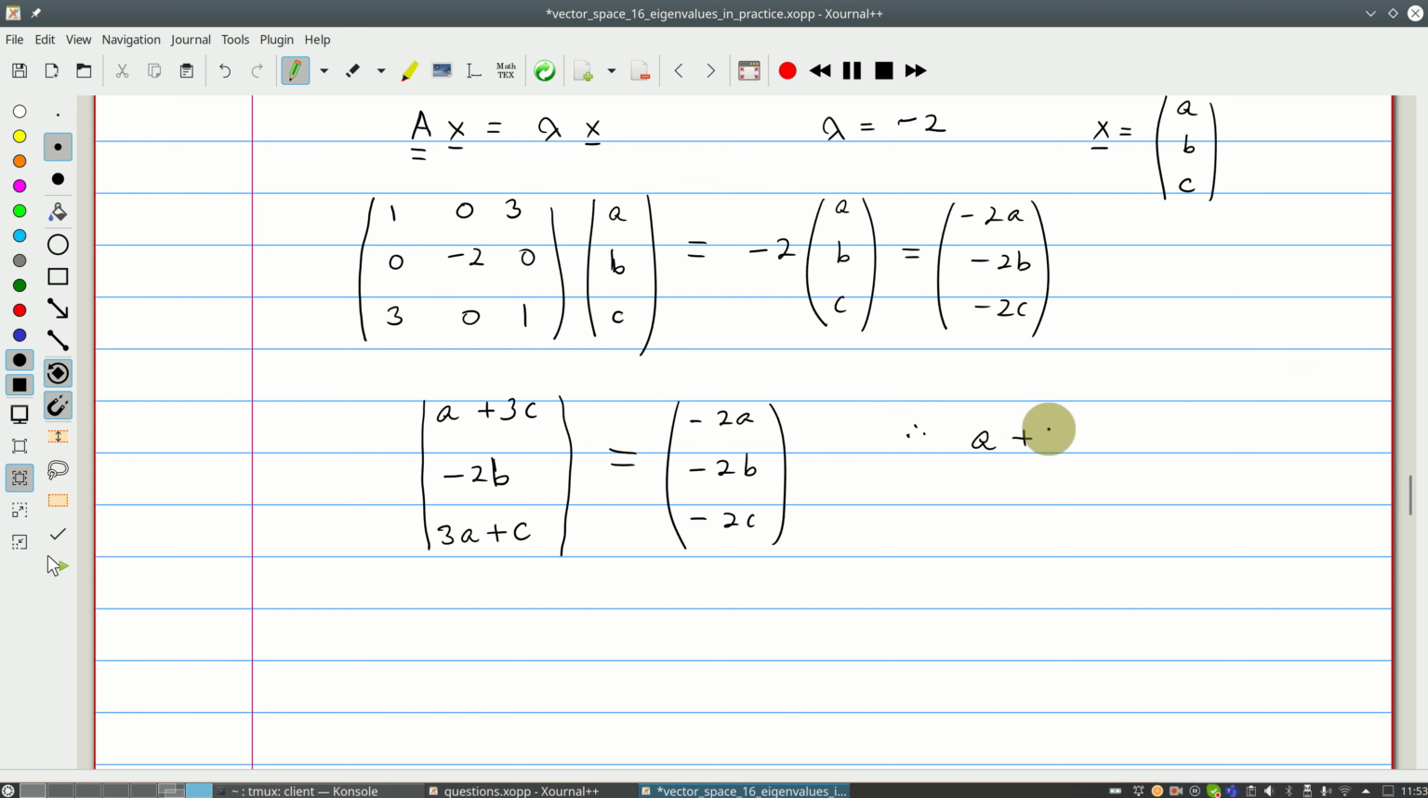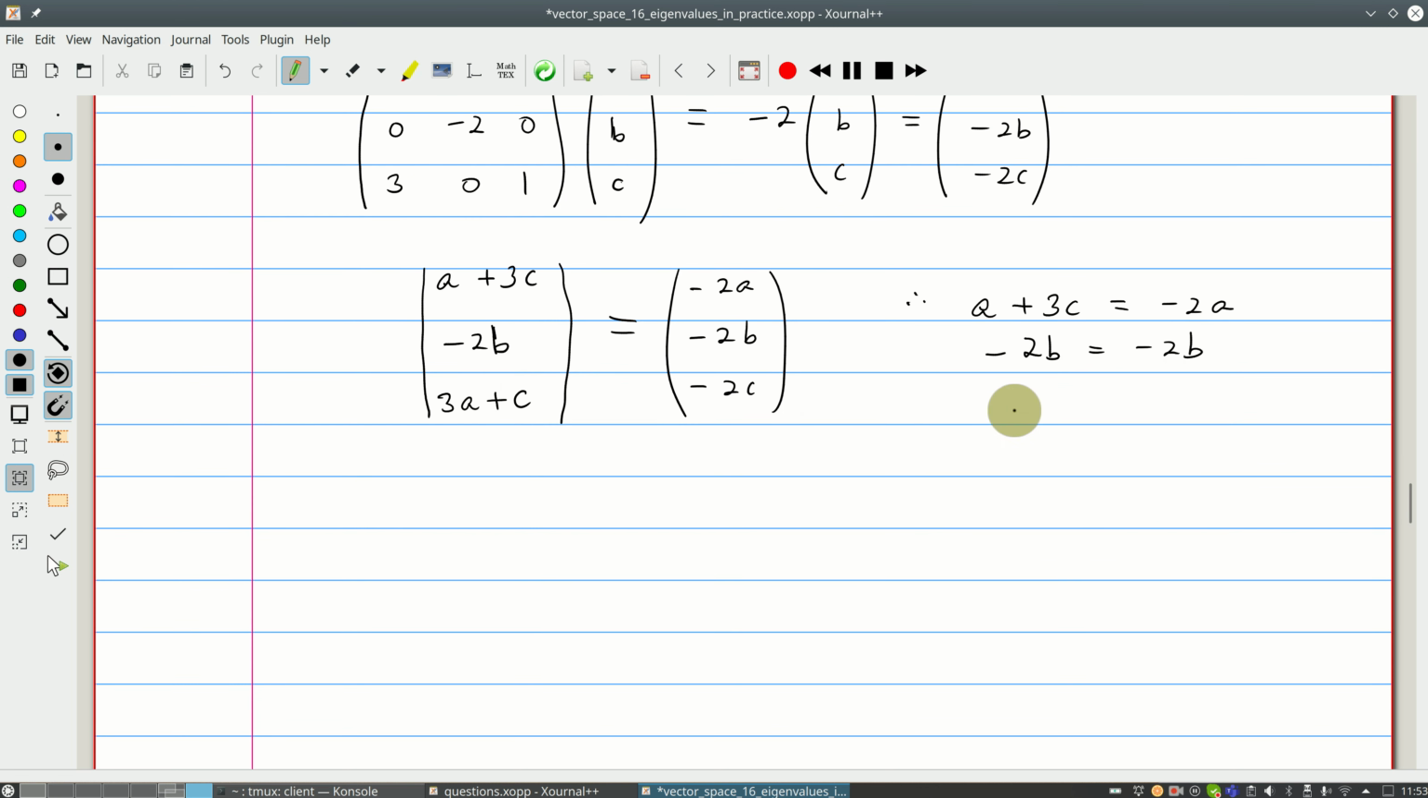a plus 3c is equal to minus 2a. That's the first equation. Then we have minus 2b is equal to minus 2b. That's a very useful equation, I guess. And then we have 3a plus c is equal to minus 2c.